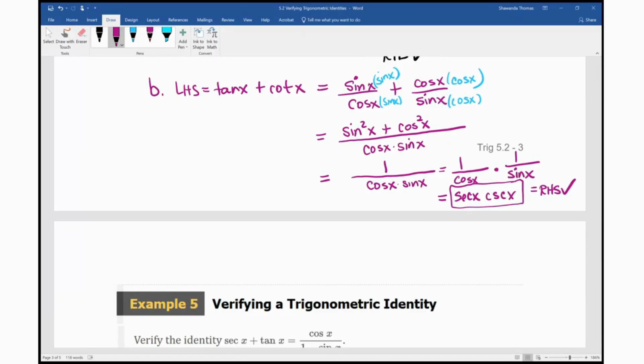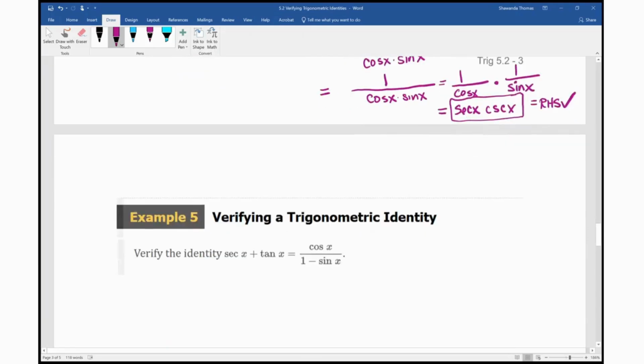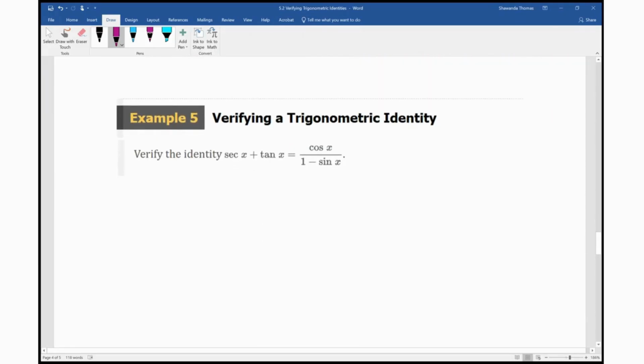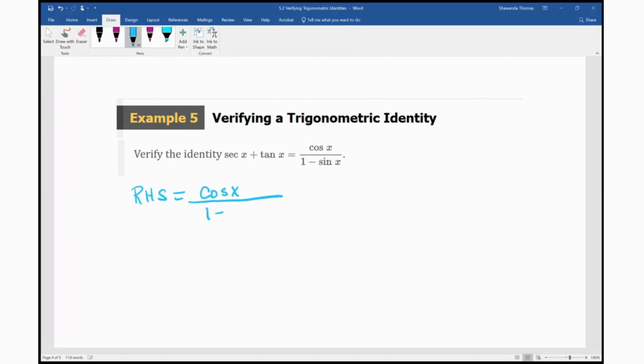All right, next, example 5. Verify the identity. Secant x plus tan x equals cosine x over 1 minus sine x. This time, let's start with the right side first. Right hand side equals cosine x over 1 minus sine x.